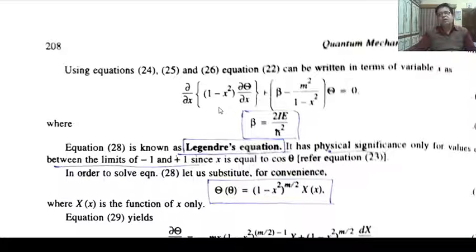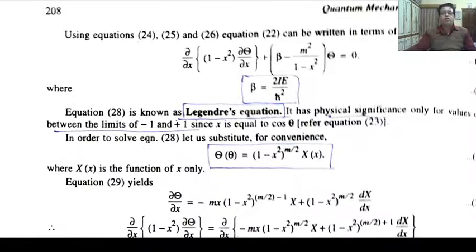∂/∂x[(1 − x²) ∂Θ/∂x] + [β − m²/(1 − x²)]Θ = 0, where β = 2IE/ħ². Equation 28 is known as Legendre's equation, and it has physical significance only for values of x between −1 and +1, because what is x? x = cos θ, and cos θ values are from −1 to +1.